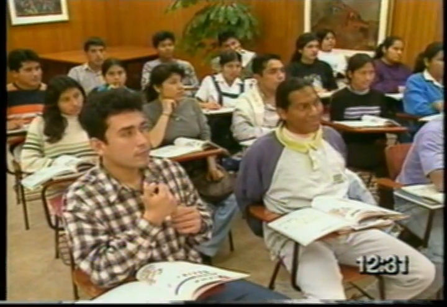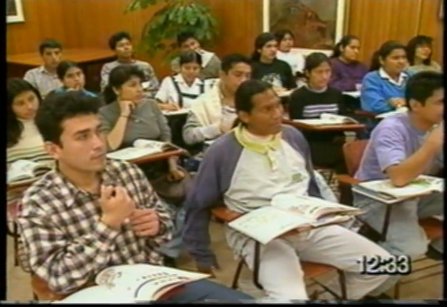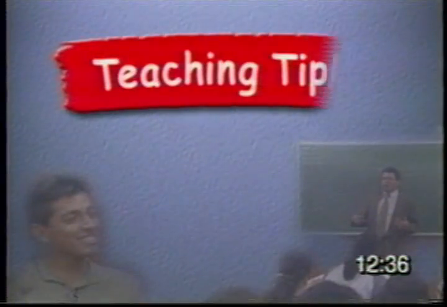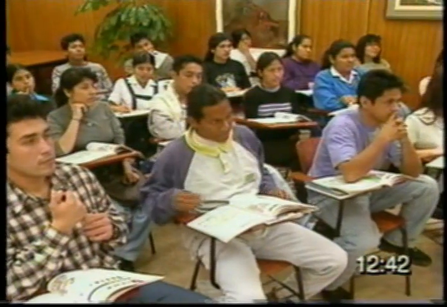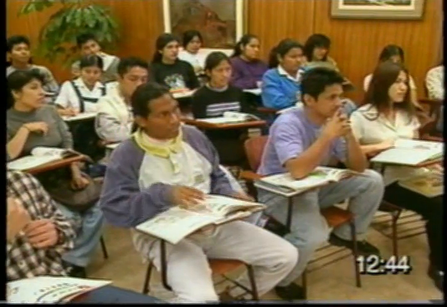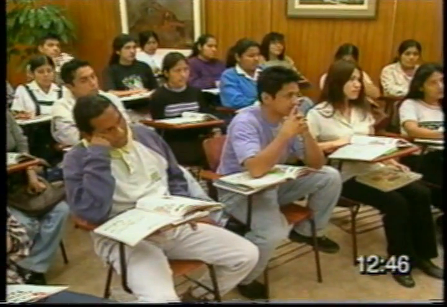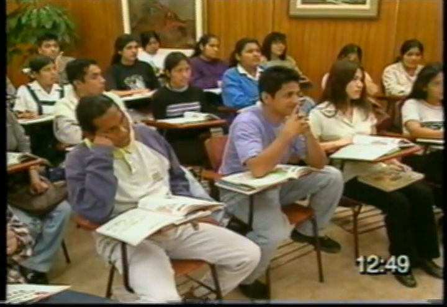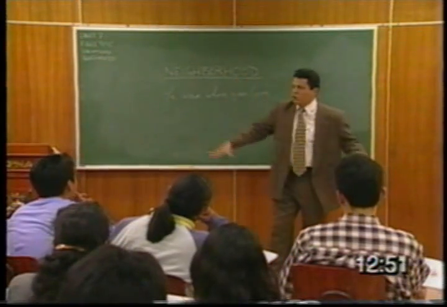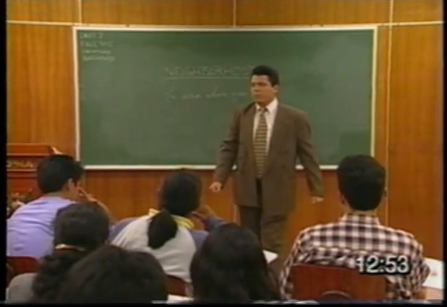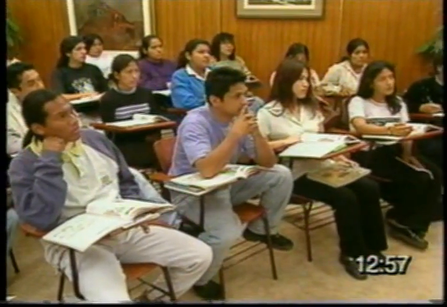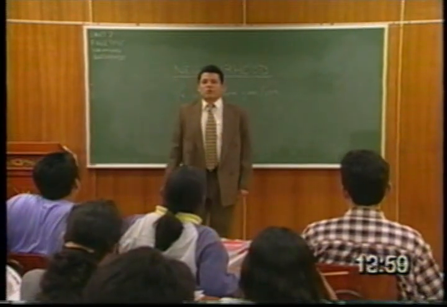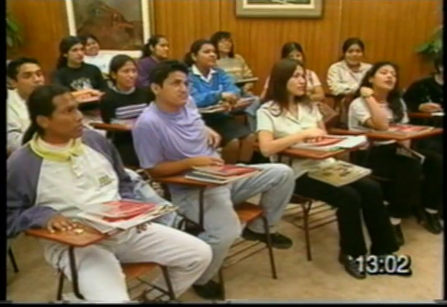Okay? What kind of places do you see in the neighborhood? Places. Before pre-teaching vocabulary, find out what the students already know. Very common places you go to. Places where you buy cars, parks. Okay, parks are part of a neighborhood. Good. What else? Stores. What kind of stores? Any ideas? A department store. For example, what is an example of a department store?